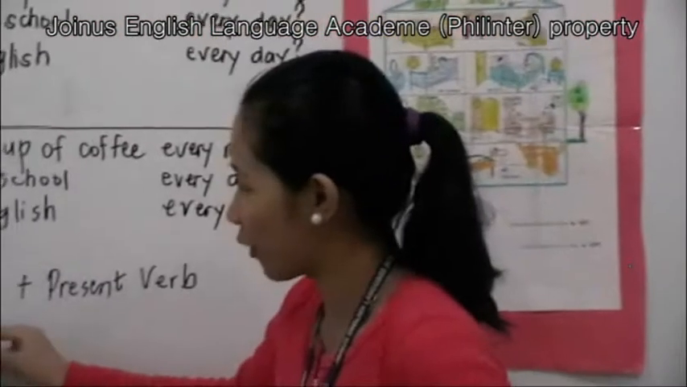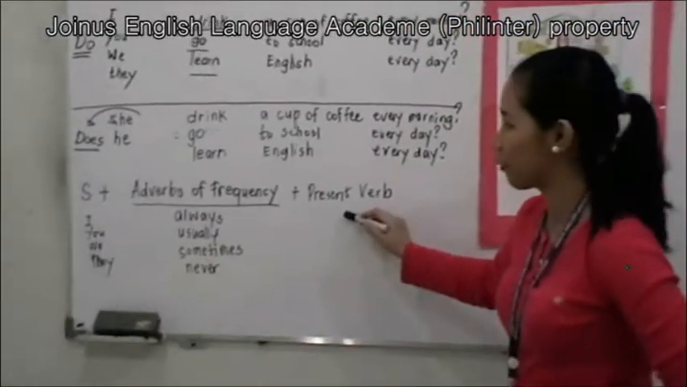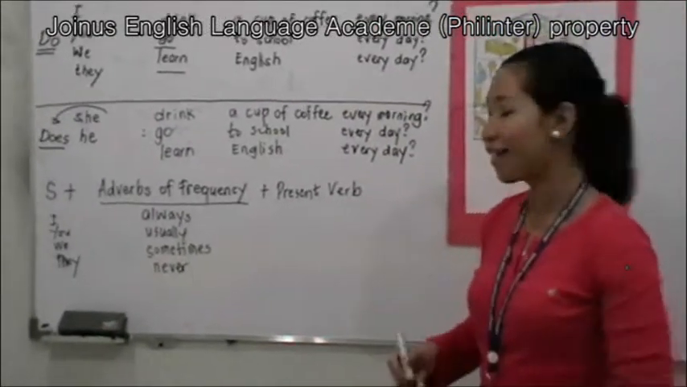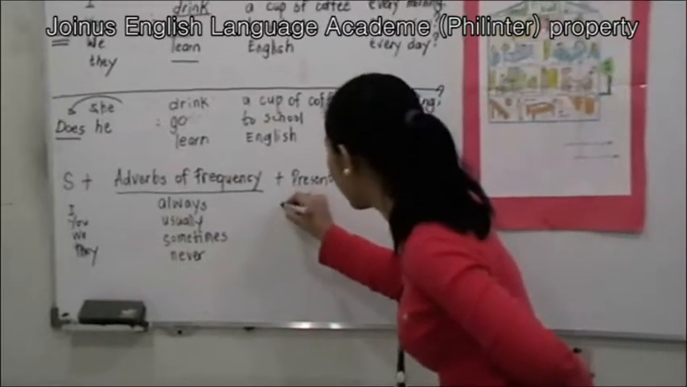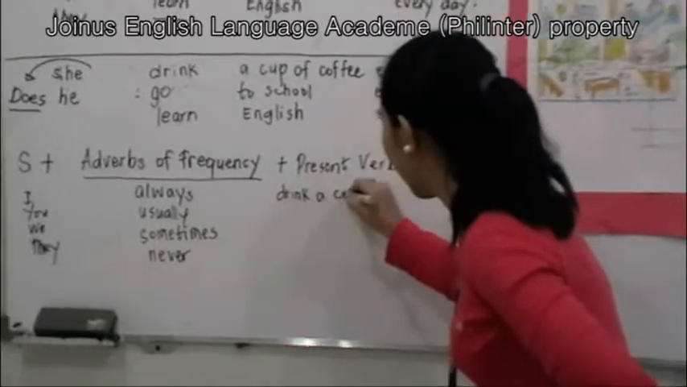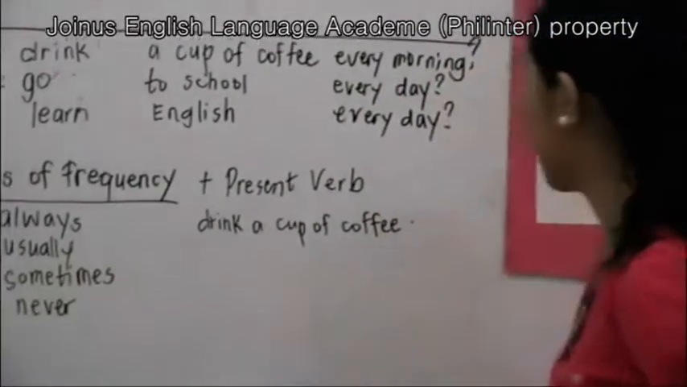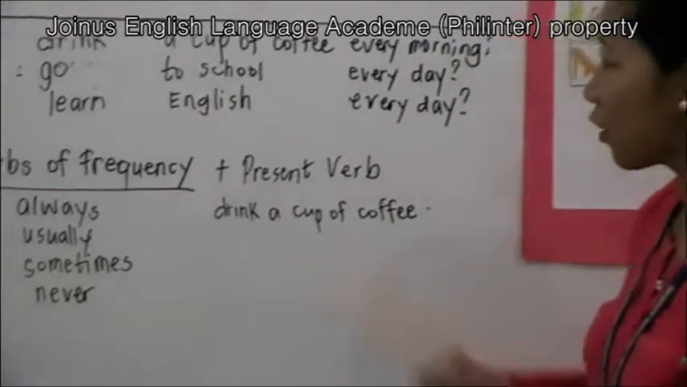So we have there the adverbs of frequency, right? Okay, can you give me an example, or can you give me a present verb here? Okay, yes, let's say, I always drink a cup of coffee. That's very good. Okay, how about this one?